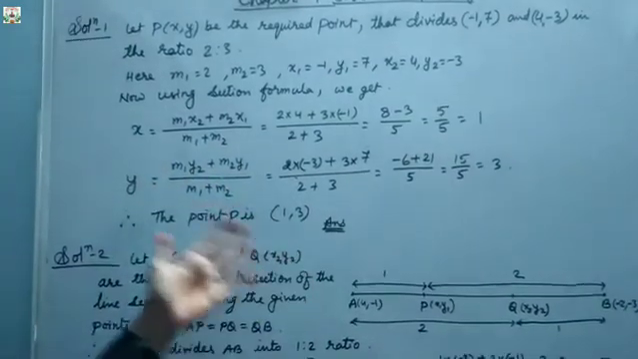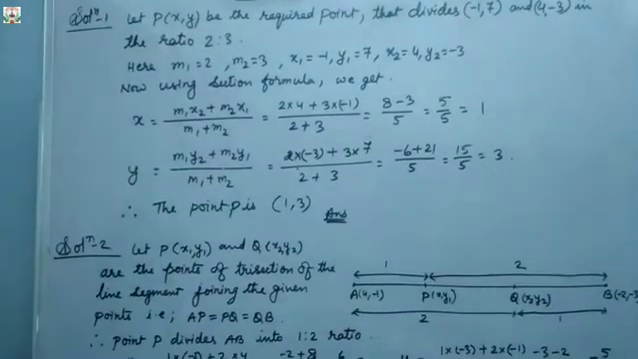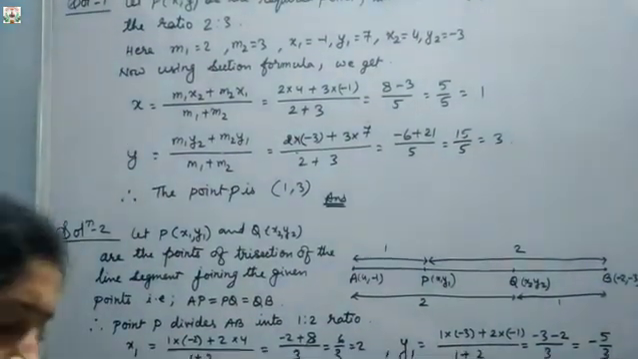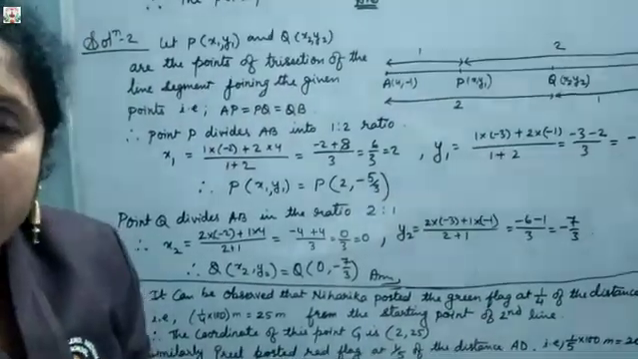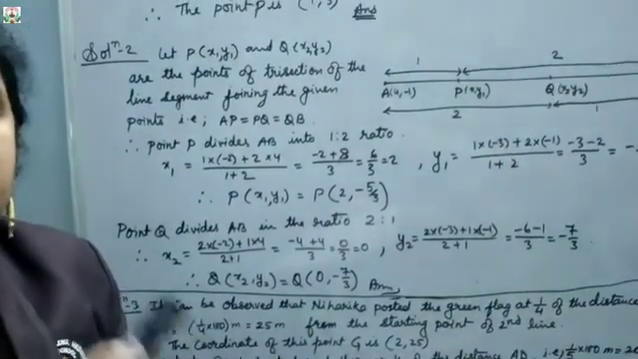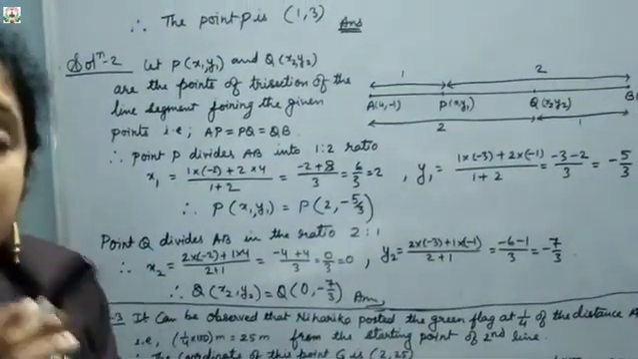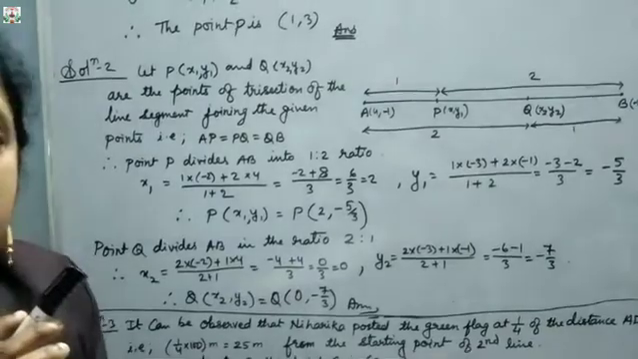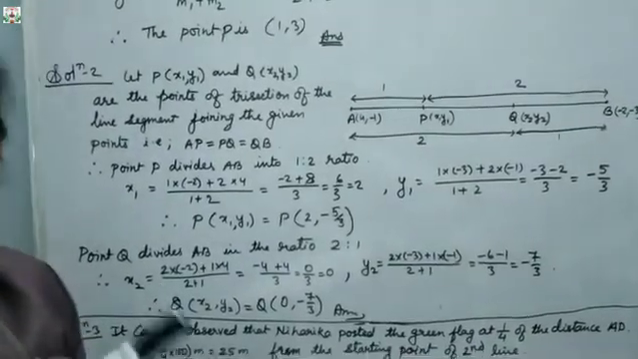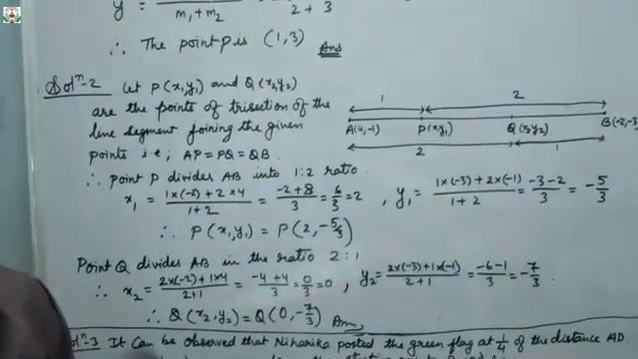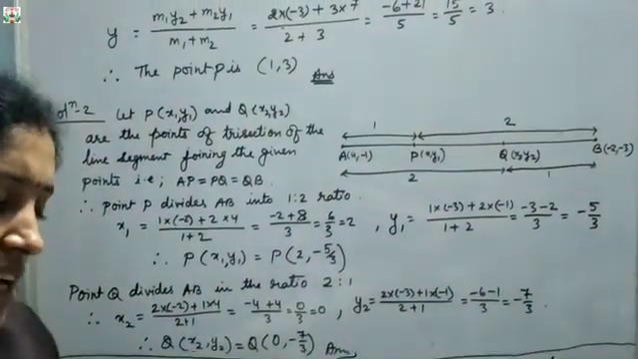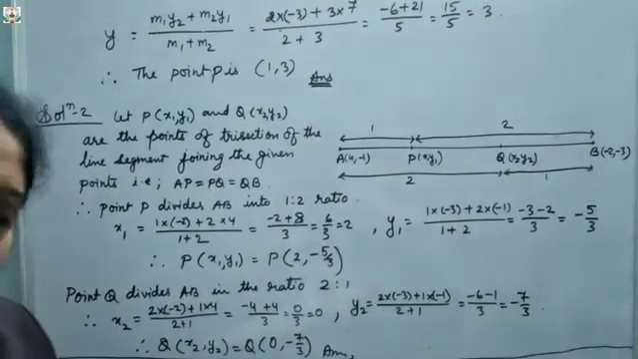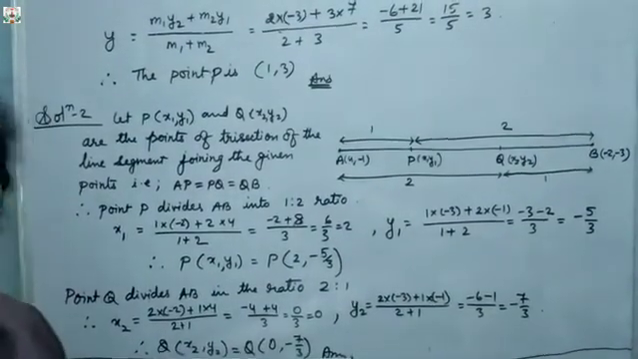You will get the values for this x and y. Okay, now let us see the second question. Find the coordinates of the points of trisection. Trisection means a particular line is divided into 3 same parts, means 3 equal parts. That is called trisection. Tri means 3. Trisection of the line segment joining (4, -1) and (-2, -3).